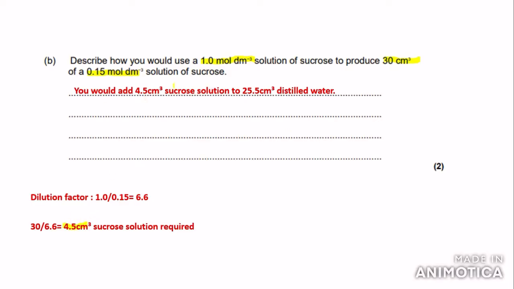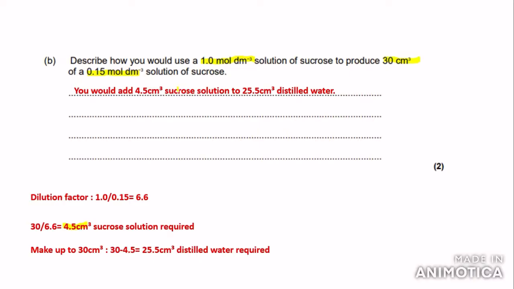So we have written that here in our answer. You would add 4.5 centimeters cubed sucrose solution. The final step that we need to do is make this up to 30 centimeters cubed. So therefore we write 30 minus 4.5. So that means we need 25.5 centimeters cubed distilled water required. Now you would write this up as a sentence. So you would add 4.5 centimeters cubed sucrose solution to 25.5 centimeters cubed of distilled water, which I've written right here.